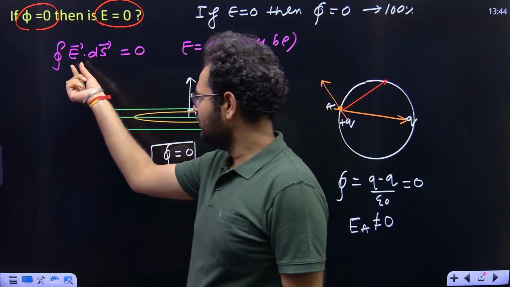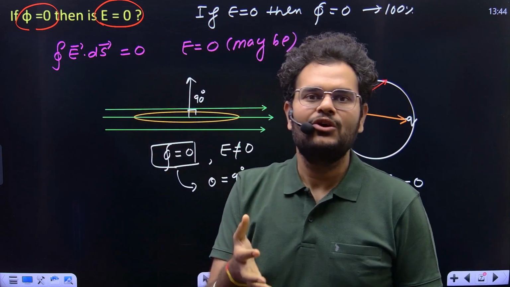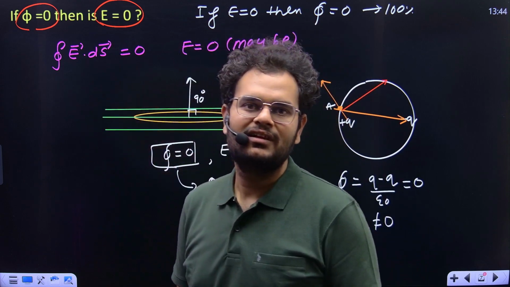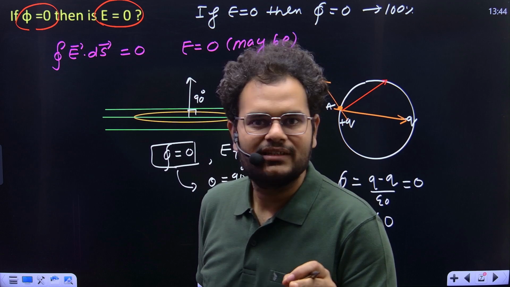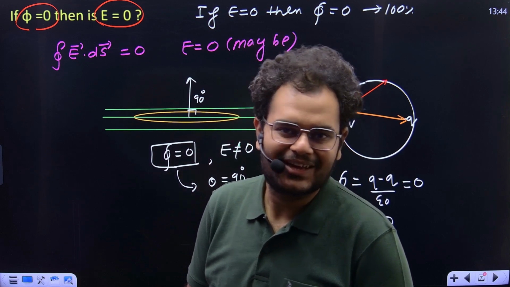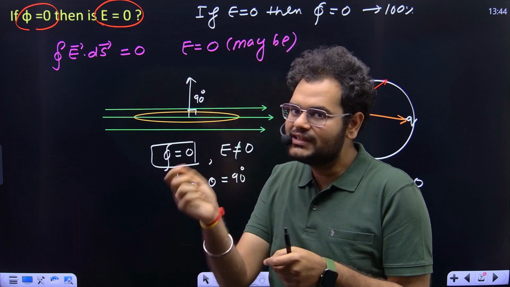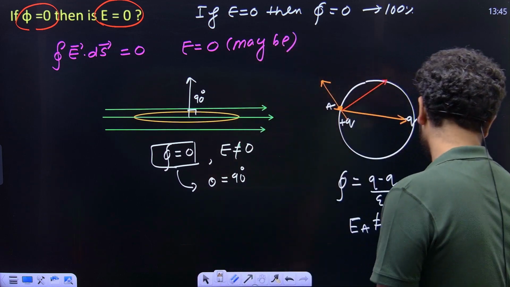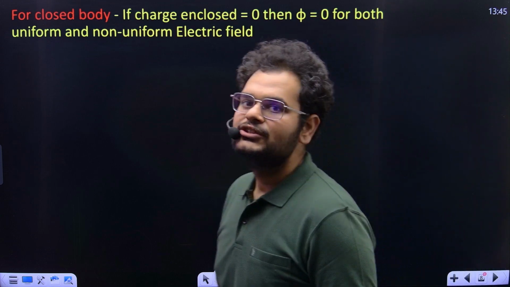Why, sir? Because if the electric field is 0, see, flux is nothing but the number of electric field lines passing through the surface. If the electric field is 0, no electric field lines are going to pass. Are you getting this? So if the electric field is 0, flux is 0. But if flux is 0, the electric field may or may not be 0. Fantastic, sir. So this is important.